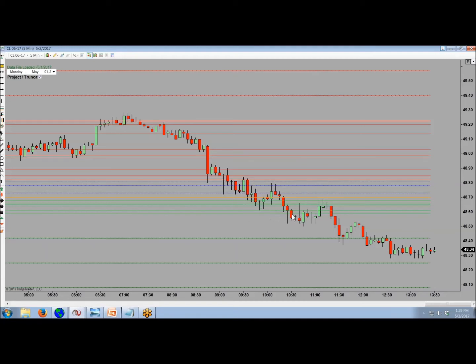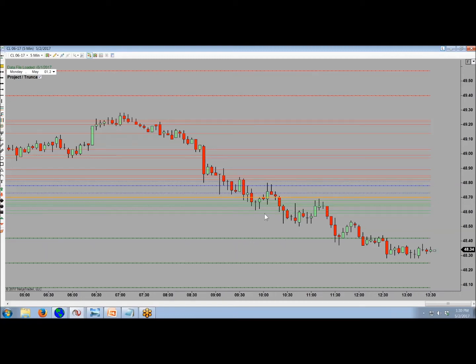Once it breaks this green line down here, you can see we've got space down here to our first target. So you could take a break of this green line right here, or you can wait for it to break and then look for a retest of that area, which would be right around here.